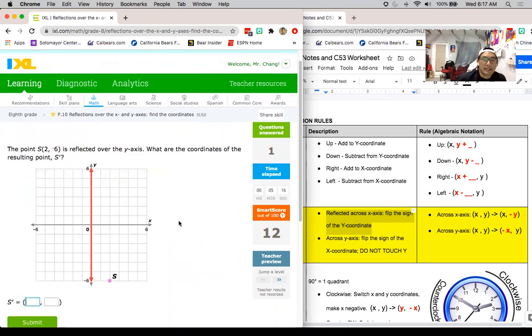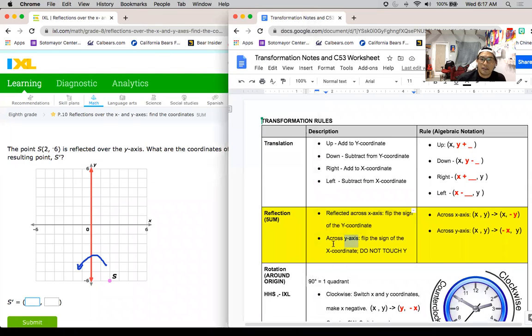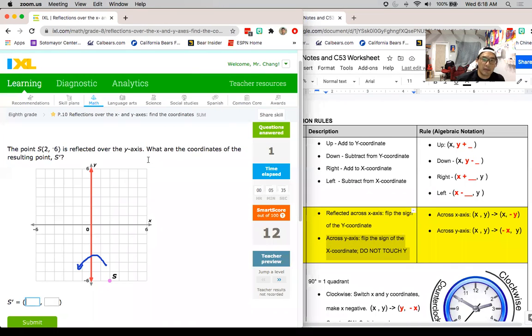So the point 6, -2 is being reflected over the y-axis. So I'm flipping it here. And remember, my rule is if I'm flipping across the y-axis, I flip the sign of the x-coordinate. I do not touch y. So let's put that rule right where we can see it.